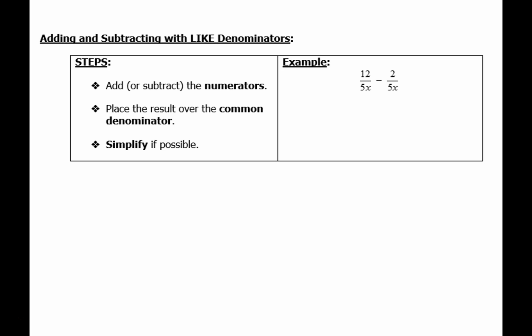So when we do that, we have 12 minus 2 in our numerator, and we're going to place that over the common denominator, 5x. 12 minus 2 is 10, so that's 10 over 5x, and then we need to simplify because both of these are divisible by 5. 10 divided by 5 is 2, so that leaves us with 2 over x as our final solution. Note here that because these two denominators matched, we were able to do that subtraction in this case.